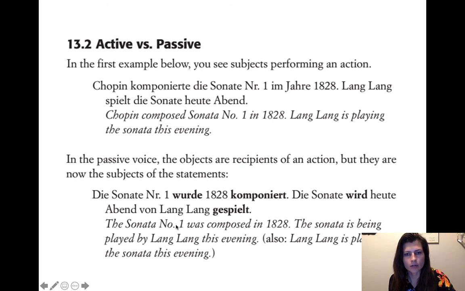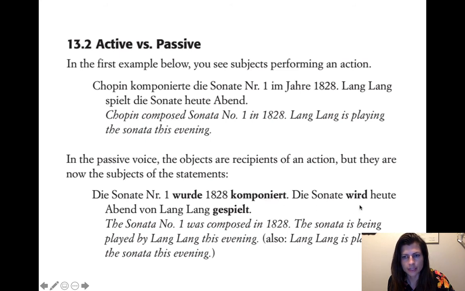The sonata number 1 was composed in 1828. The "in" disappeared. They don't use the "in" right here in German, but in English we do. So it's like saying heute. It's like any other adverb of time. You don't say "in today," you just say today. Imagine if you said, the sonata number 1 was composed today. You don't need a preposition, so that's why it doesn't do it. Okay, so was composed. And we just have the simple past of werden plus the past participle.